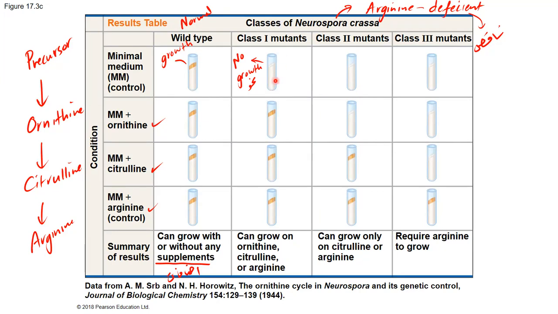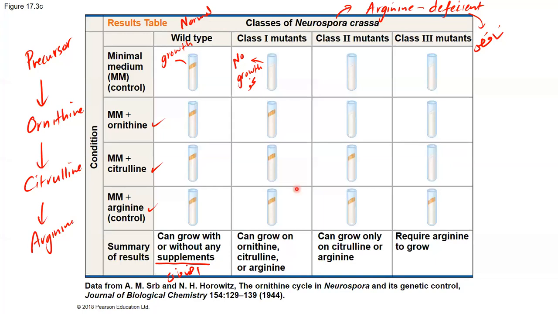Now, some of the Neurospora cells that are arginine deficient were added to minimal media plus ornithine, and they were able to grow. Minimal media plus citrulline, they were able to grow. Minimal media plus arginine, they were able to grow. These cells were called class 1 mutants. These cells can grow on ornithine, citrulline, or arginine.